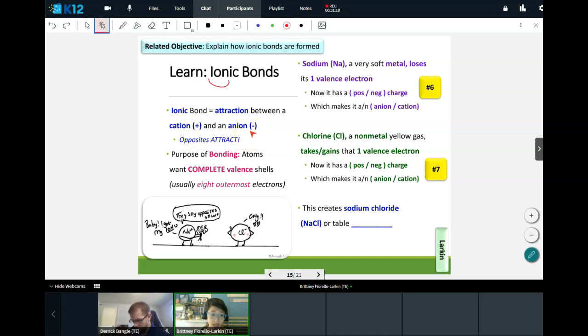So if you have a cation with an anion, they're going to be attracted to each other, and that results in a bond. Now remember, the purpose of bonding is that atoms do want complete valence shells, usually that 8 outermost electrons, the octet rule. But keep in mind that so far we've been talking about atoms pretty separately from each other. We've said metals will lose electrons, nonmetals will gain electrons, but we haven't talked about where those electrons come from or where they go. So here's the deal, they're actually going to each other. These electrons are being exchanged between atoms, which results in the bonds that we will be learning about in this unit. Let's go ahead and talk about our first example.